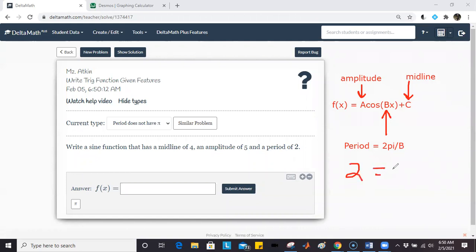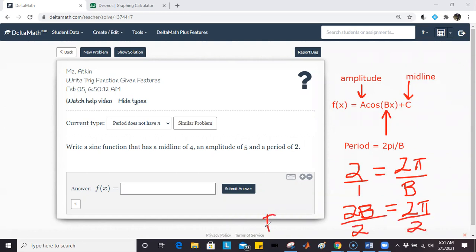Period is 2, so 2 pi over b. Solving this for b, let's make this 2 over 1. So b times 2 would be 2b, or not. Haha, get it? Got it. 1 times 2 pi is 2 pi. Divide by 2 on both sides. So in this case, b would equal pi. It's the same idea, just now it's pi instead of a number.